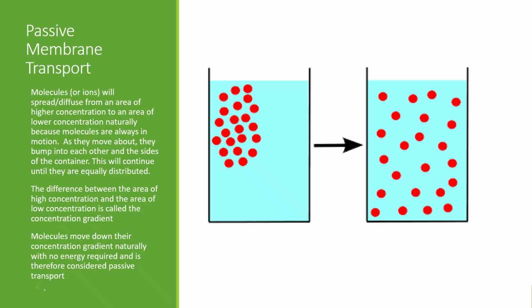The molecules or the ions are going to spread from an area of high concentration to an area of low concentration, and this just happens naturally. If you have a cluster of ions or molecules in a particular area, they are just going to naturally move themselves from an area of high concentration to an area of low concentration. The difference between the area of the high and the area of the low is called the concentration gradient, and this happens naturally. So there's no energy required for this to happen.